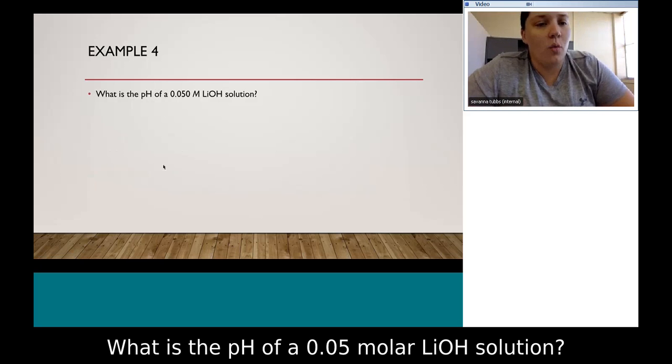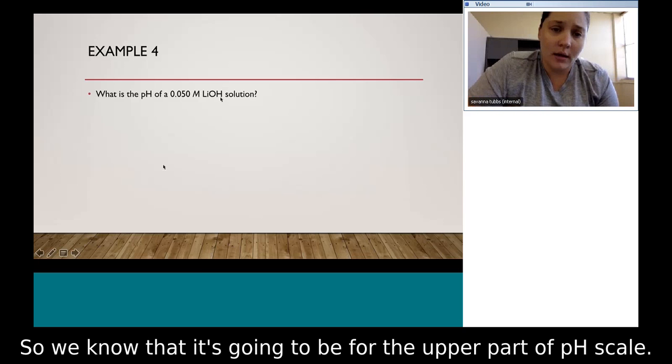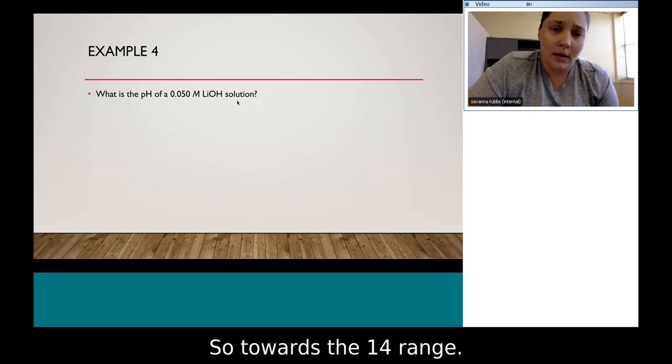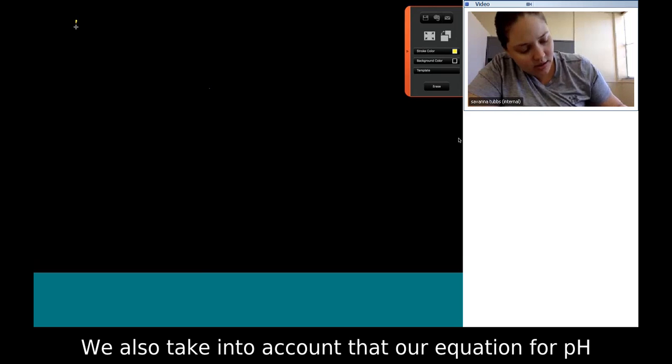Number 4. What is the pH of a 0.05 molar LiOH solution? So the first thing we need to realize is that LiOH is a base. So we know that it's going to be towards the upper part of our pH scale, so towards the 14 range. Let me go ahead and switch over to the boogie board. We also take into account that our equation for pH is pH equals negative log of H3O+.